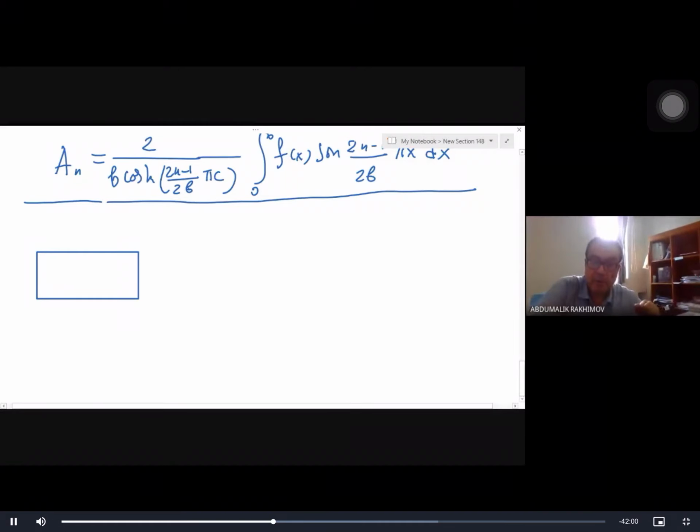Two zero boundary conditions. Okay, let's just maybe first admit someone who is asking me. Okay, admit.